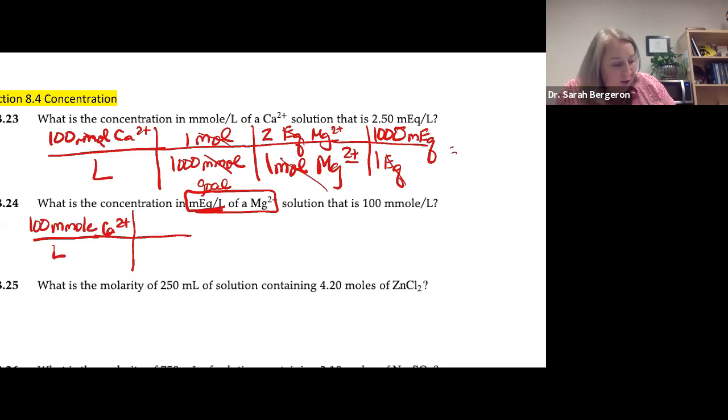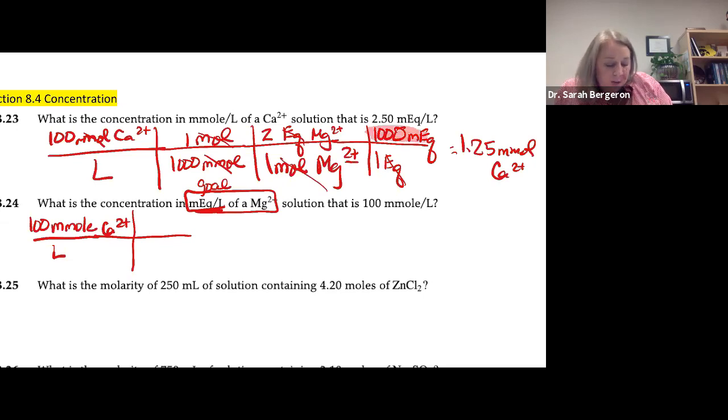Milliequivalents per liter. So then I can just plug in 100 times 2 times 1,000 divided by 1,000. So what do you get when you plug that in? Well, you should get 1.25 millimoles of calcium, right?